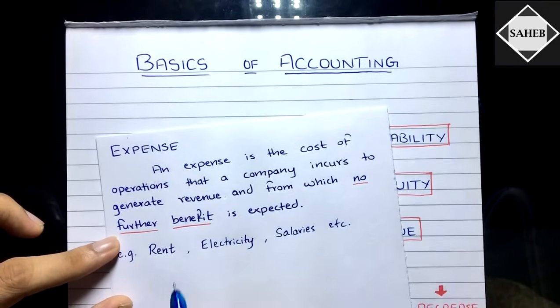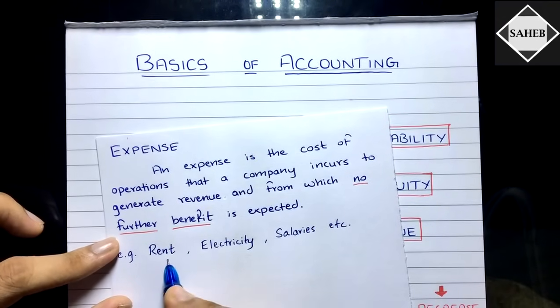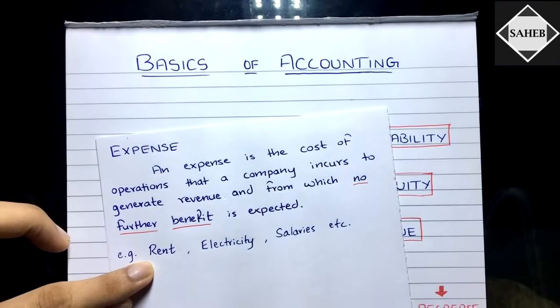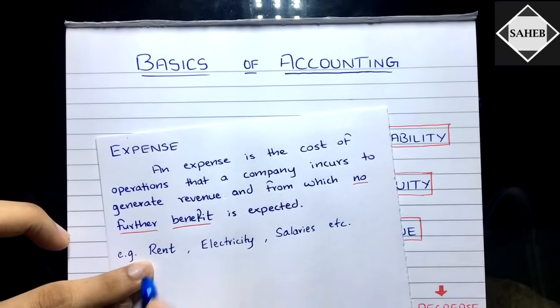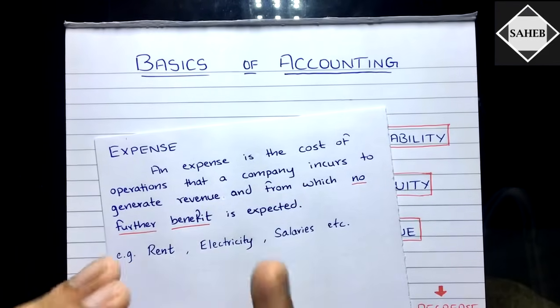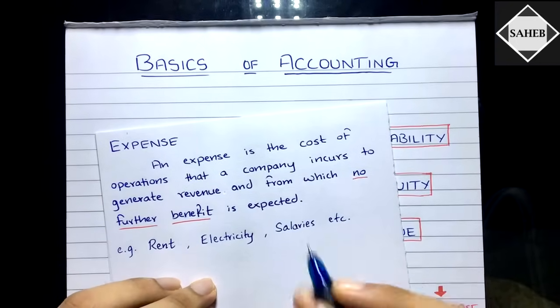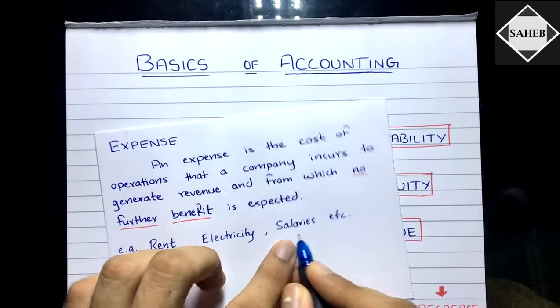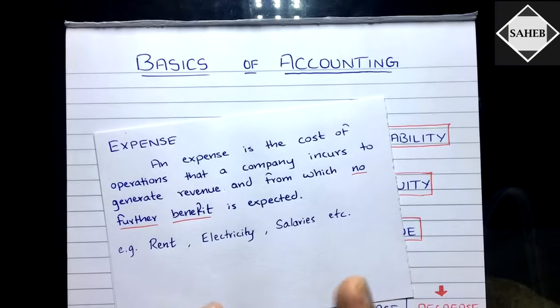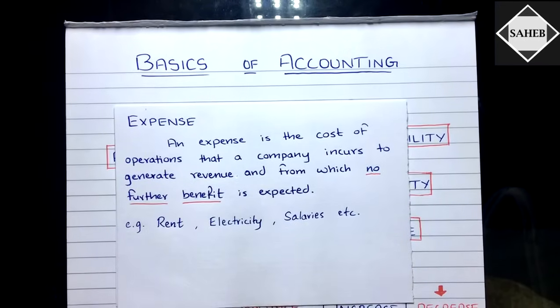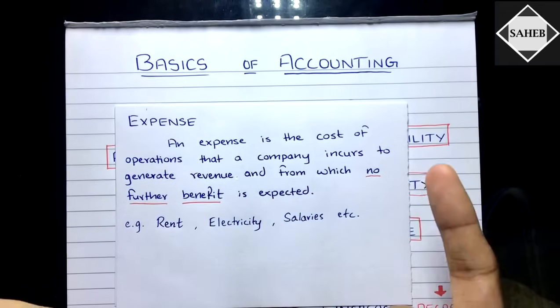For example, at the end of the month you pay the rent. Now are you going to get any more benefit from that? No. If you're paying 5,000 rent today, that means you have already taken the benefit. If you have paid the salary of your worker, that means that person has already worked for you. He's getting the salary at the end, you are paying the salary, so that is an expense for you.